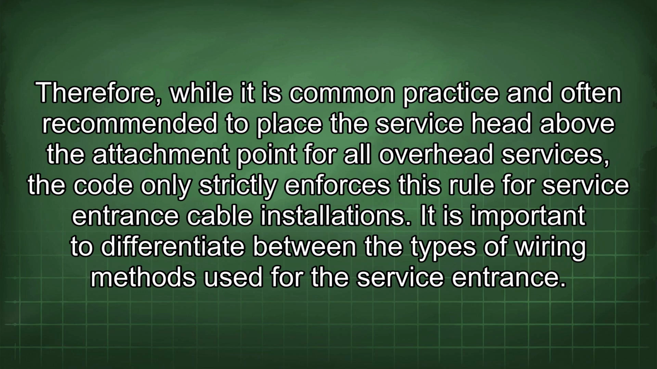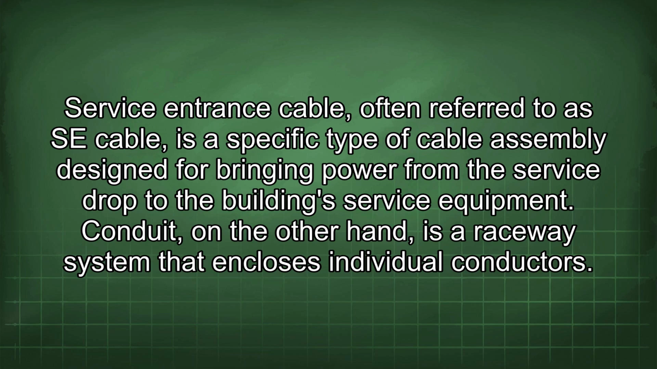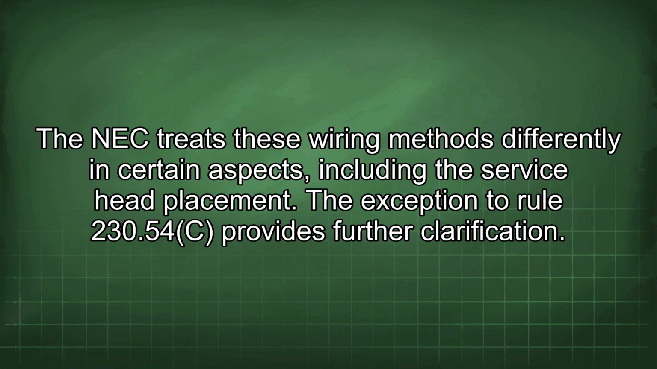It is important to differentiate between the types of wiring methods used for the service entrance. Service entrance cable, often referred to as SE cable, is a specific type of cable assembly designed for bringing power from the service drop to the building's service equipment. Conduit, on the other hand, is a raceway system that encloses individual conductors. The NEC treats these wiring methods differently in certain aspects, including the service head placement.